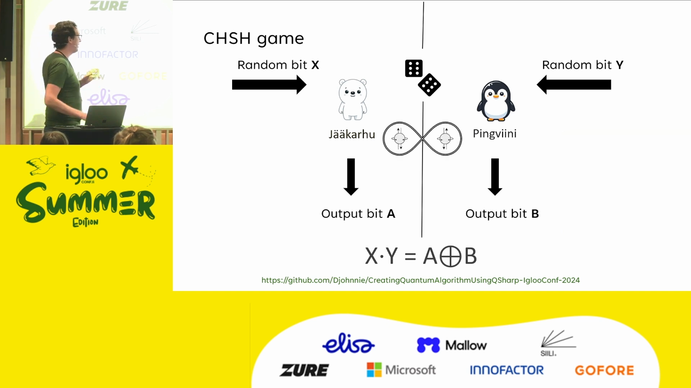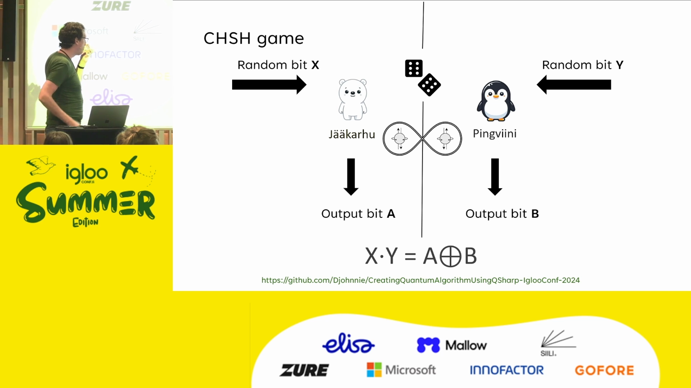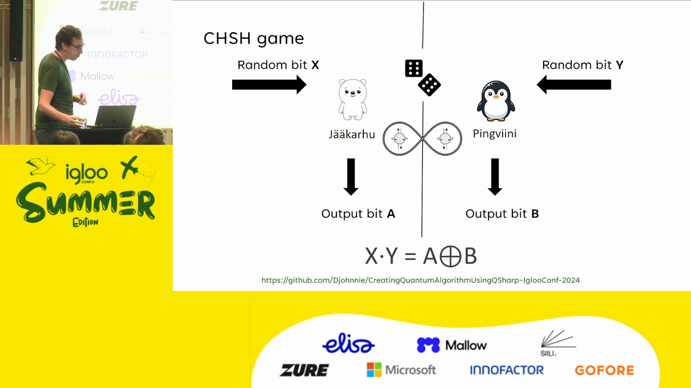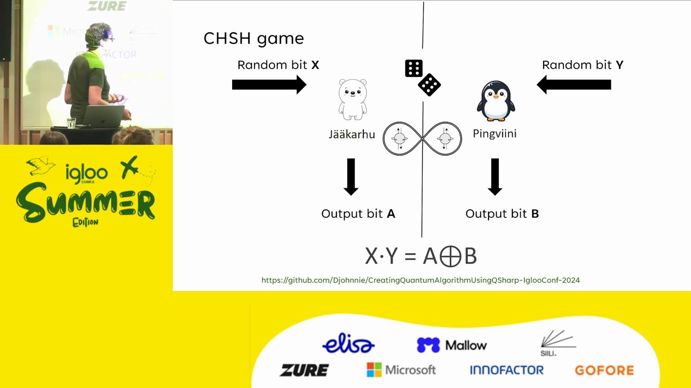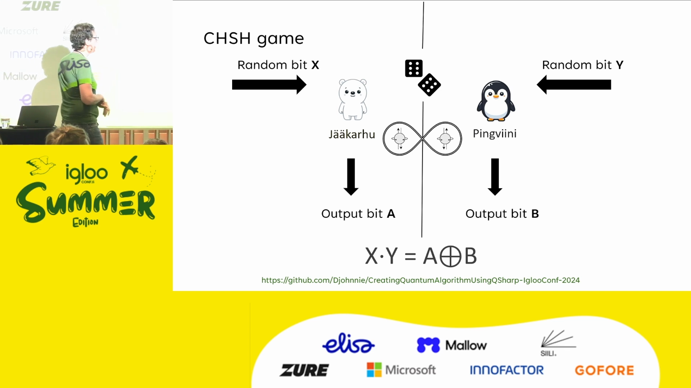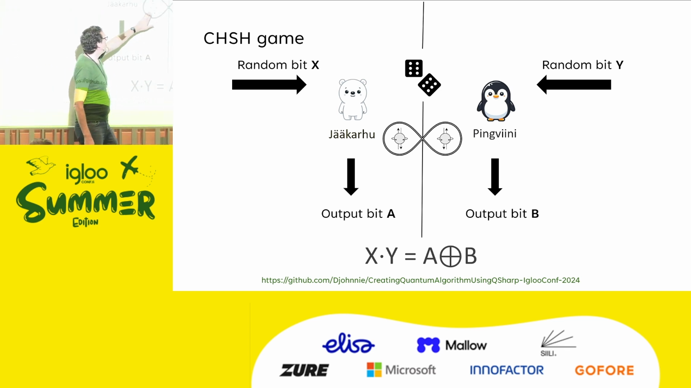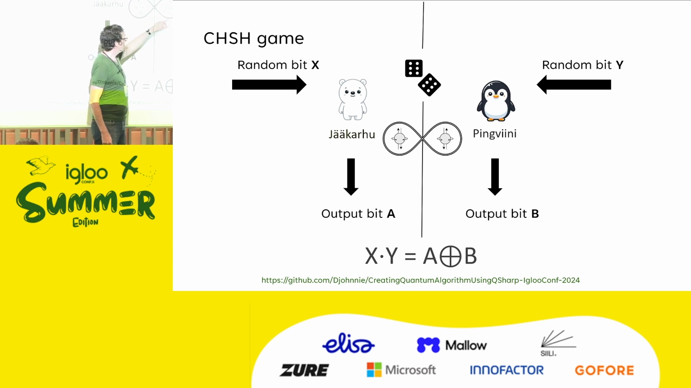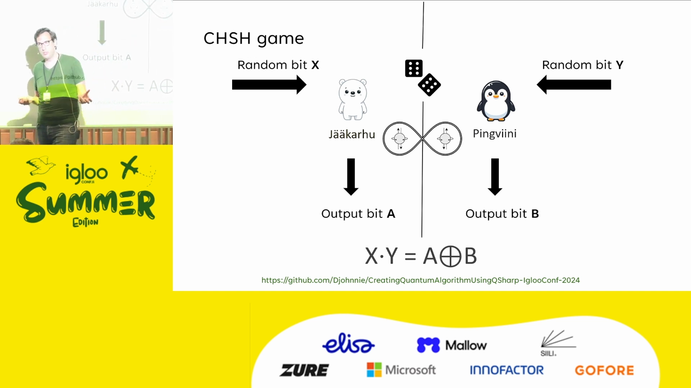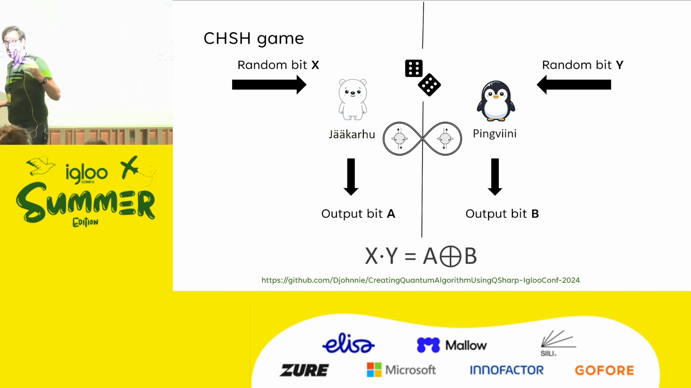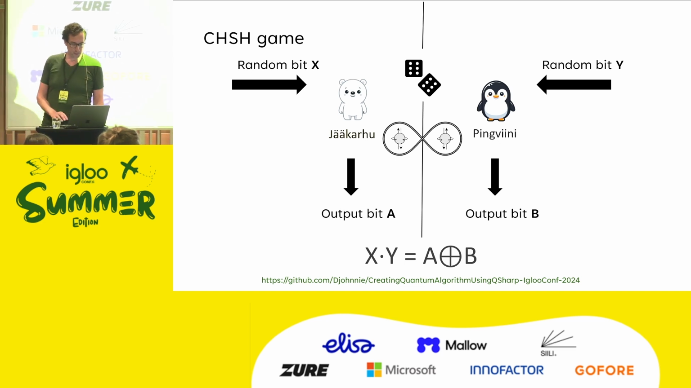Those 2 characters or animals, they can actually use or leverage quantum effects to increase their win chance. So we're going to provide them with an entangled qubit pair. So we have 2 qubits. Those are going to be entangled, and we will provide one to Jakarhu and one to Pingvini.